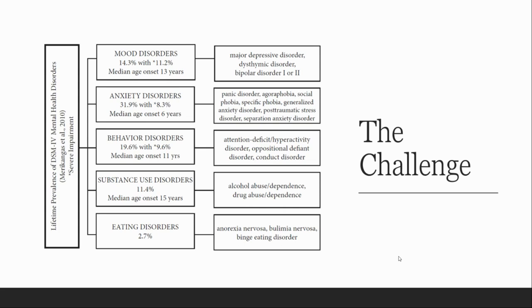In addition, the median age of onset occurred differently according to that disorder. So let's go over that. Anxiety disorders began emerging at 6 years of age, followed by behavioral disorders, which began to onset around 11 years of age. Mood disorders began onset at about 13 years of age, and substance disorders began to onset at about 15 years of age.